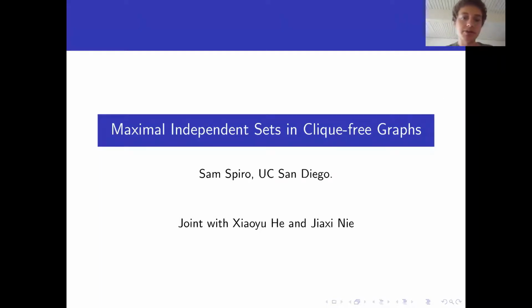Today I'm going to talk about maximal independent sets in clique-free graphs. Everything I say here is joint work with Shadi P and Josh E.